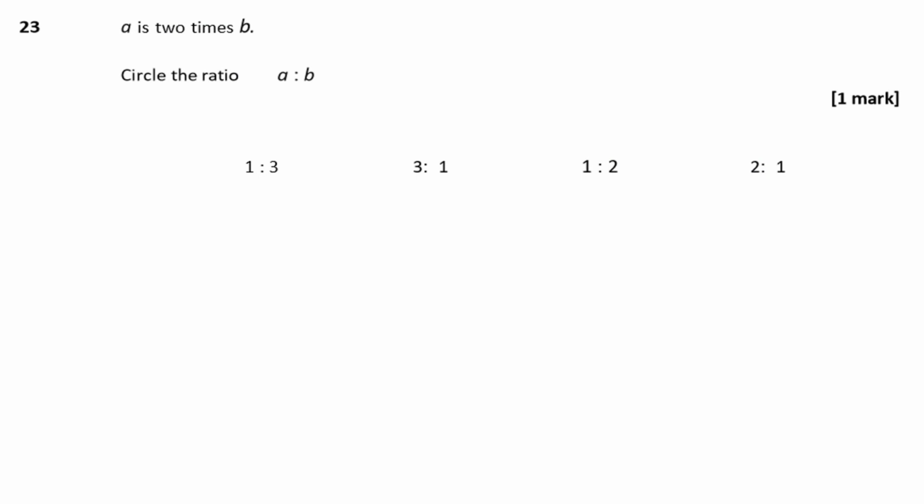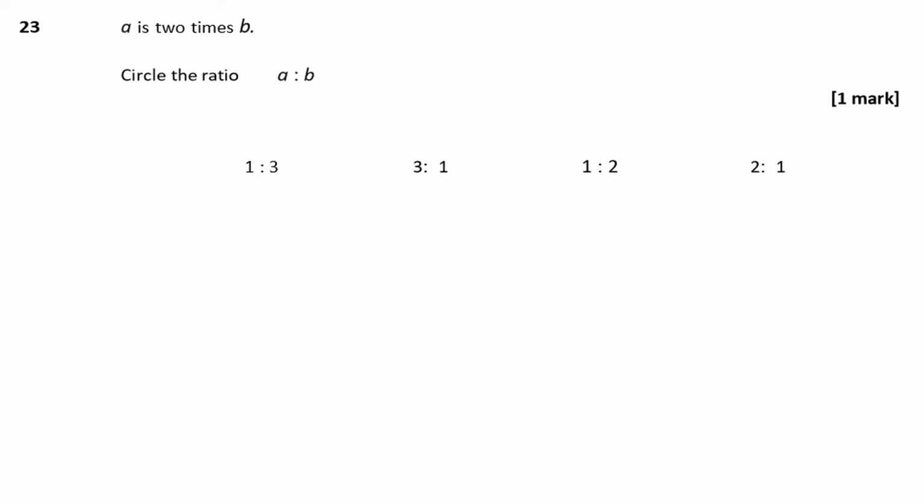Question 23. A is 2 times B. Circle the ratio of A to B. Now these questions always confuse students because equations and ratios are kind of the opposite way around when you look at them.